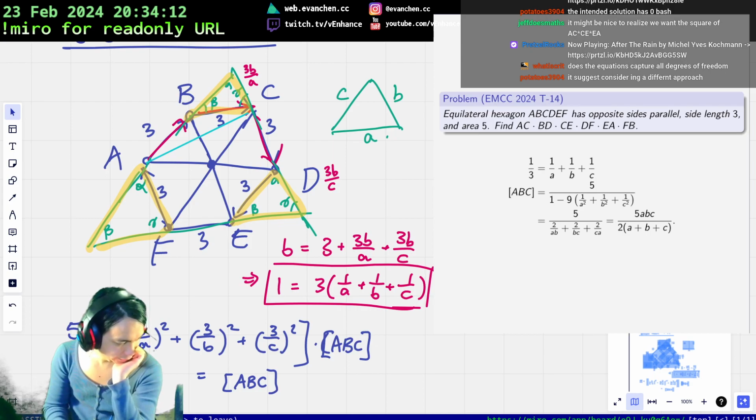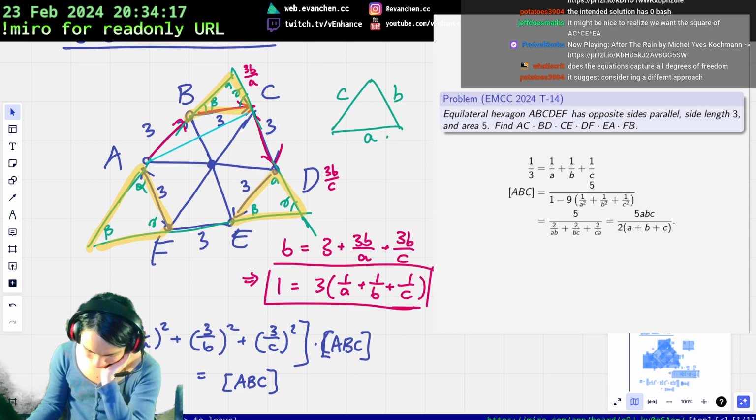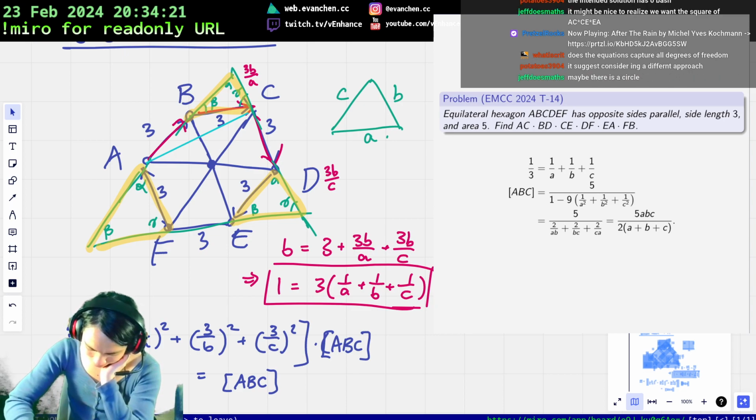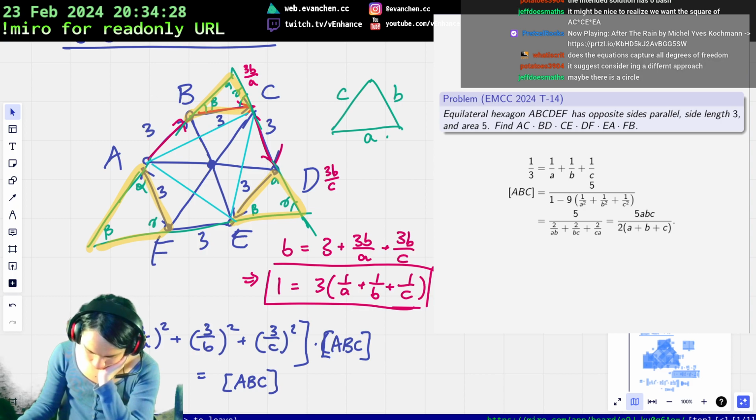It suggests considering a different approach. I mean, I'm just parameterizing stuff right now. The problem I have is that I don't know what to do with AC times CE times EA. Maybe there's a circle. Why? What circle?